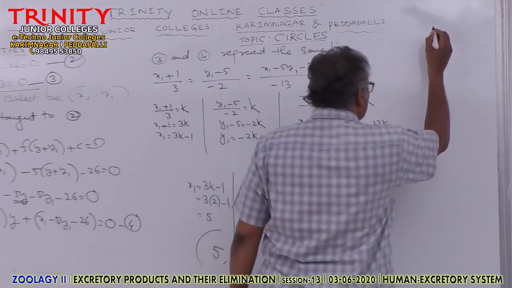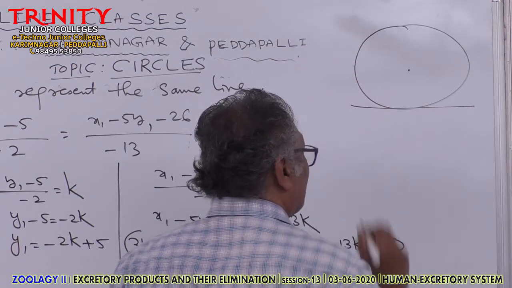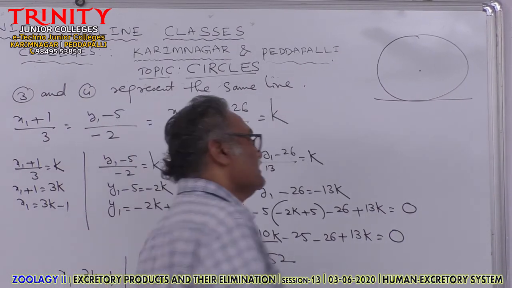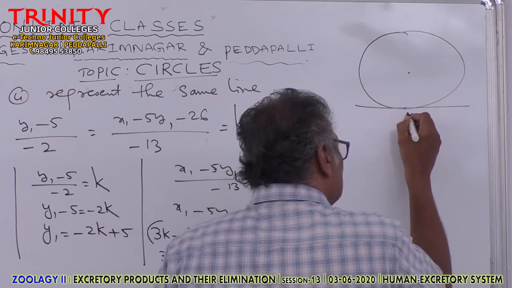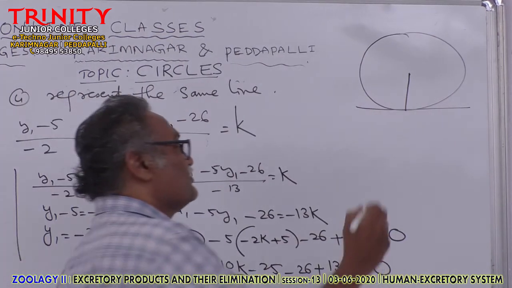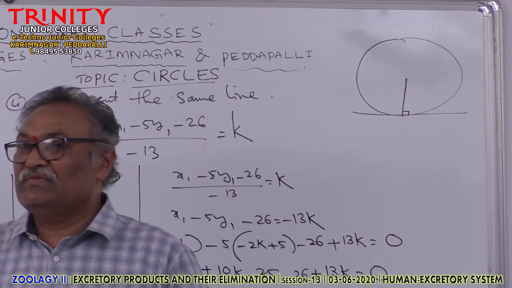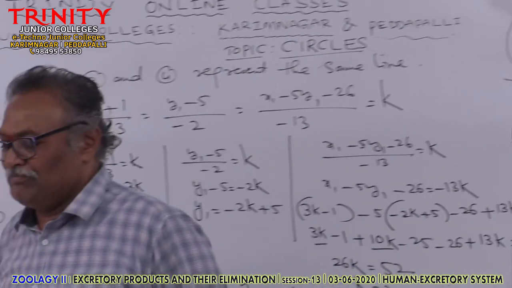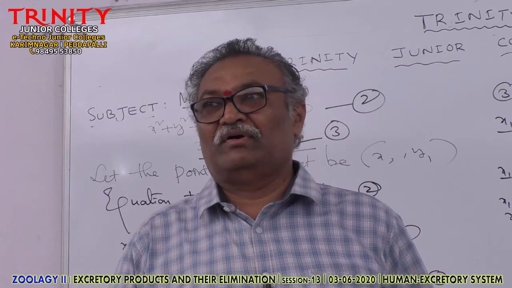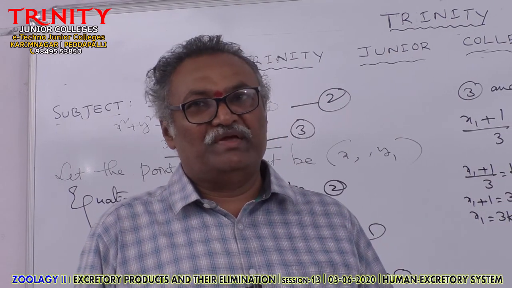And the second method for this one is without applying this. To find the point of contact, the circle's center is involved and the line is a tangent. The point of contact is the foot of the perpendicular from the center to the line. We know that formula. What is that? Foot of the perpendicular formula: (h - x1)/a = (k - y1)/b = -(ax1 + by1 + c)/(a² + b²).